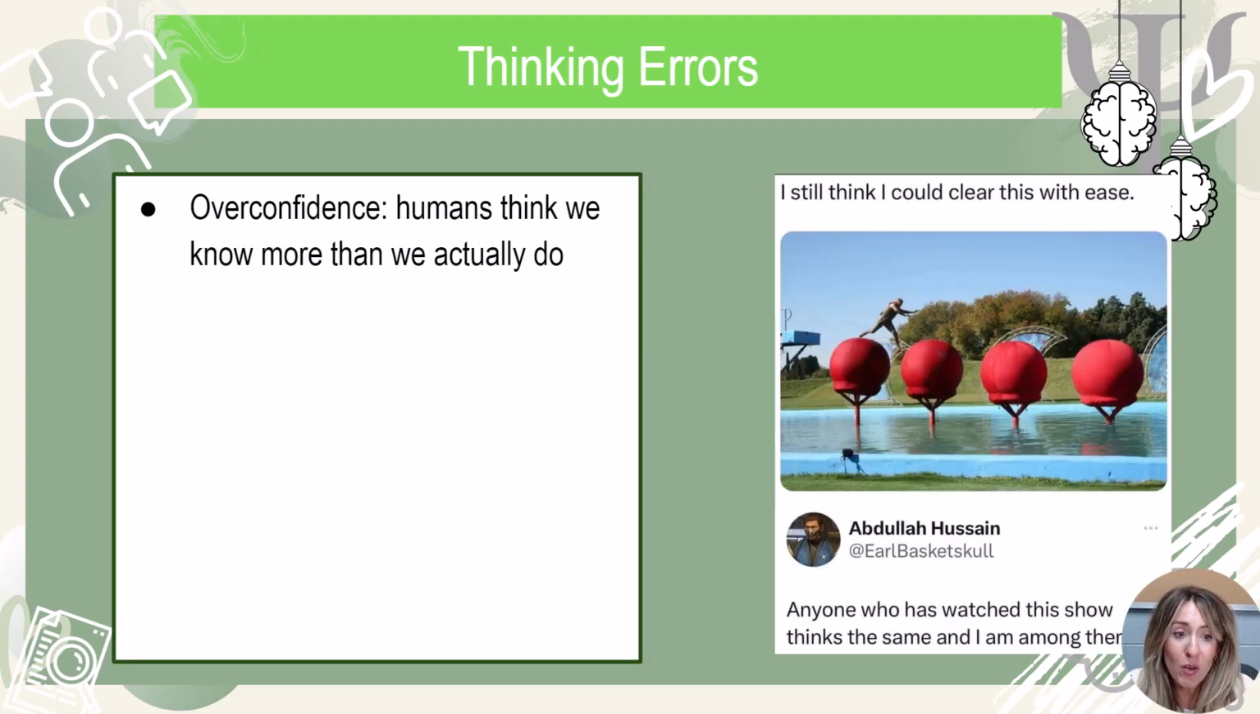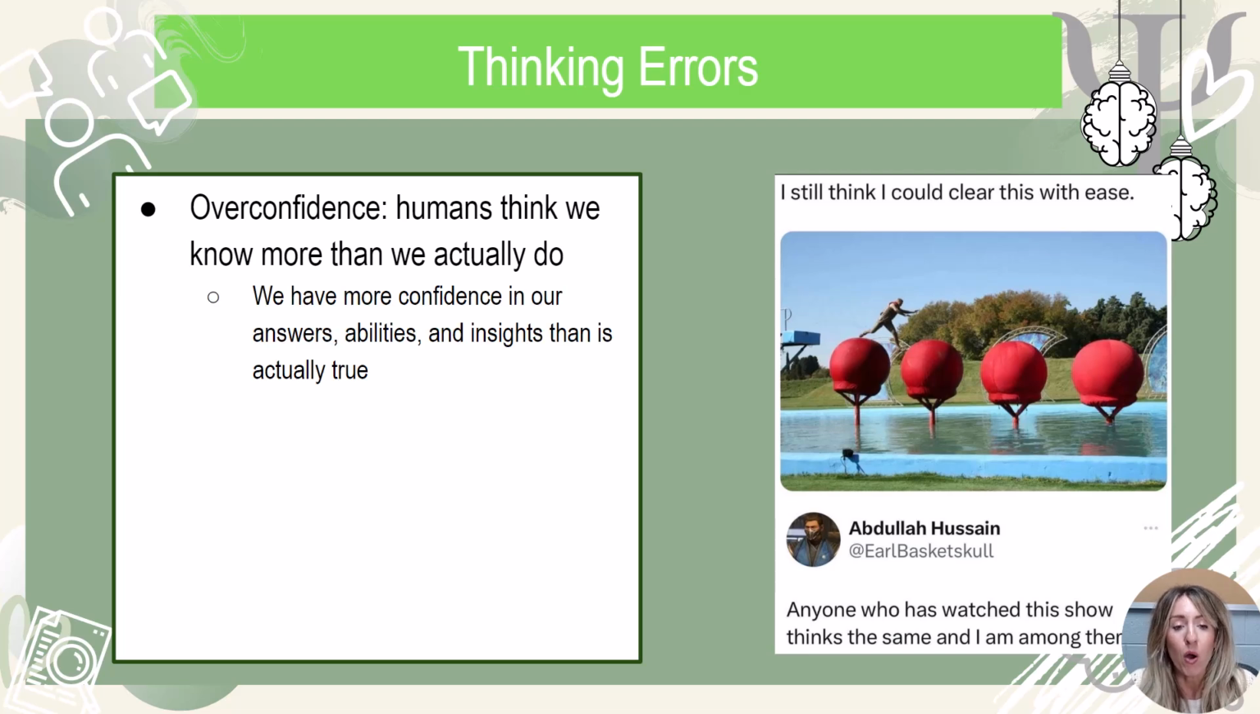The next error is overconfidence. So we tend to think we actually know more than we do. We have more confidence in the answers we give, our abilities, and our insights or our thoughts than is actually true. We're more often wrong than we think we are.